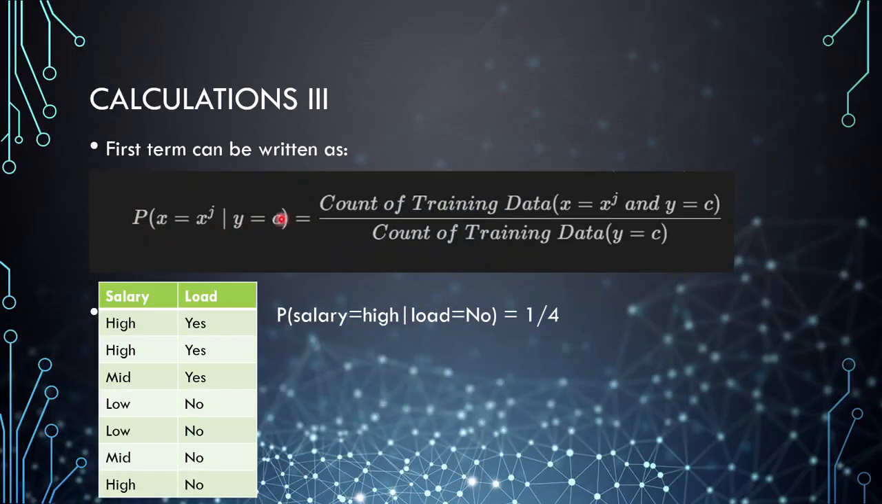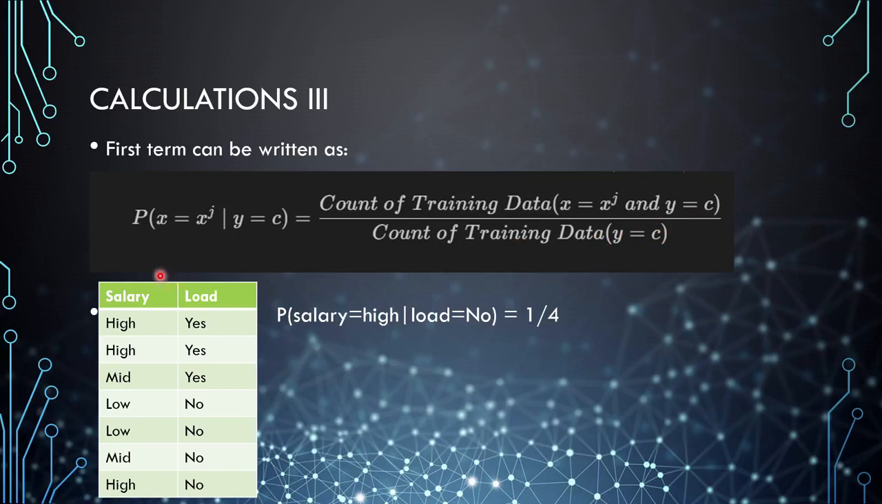It can be written as count of training data, where x equals to xj. This j is the jth feature, right? I told you superscript represents the feature, and y equals to c. So the count of that divided by the count of the training data, y equals to c. So let us take an example and understand.